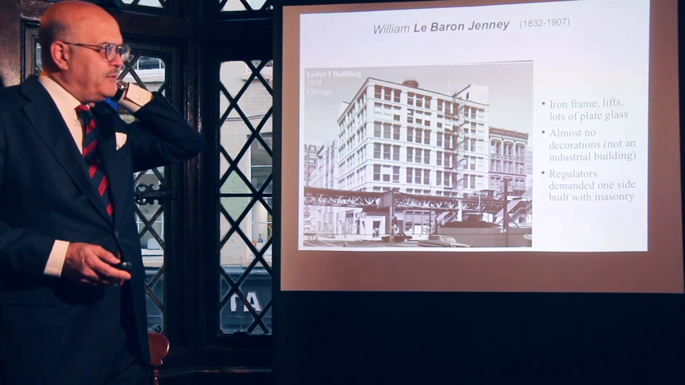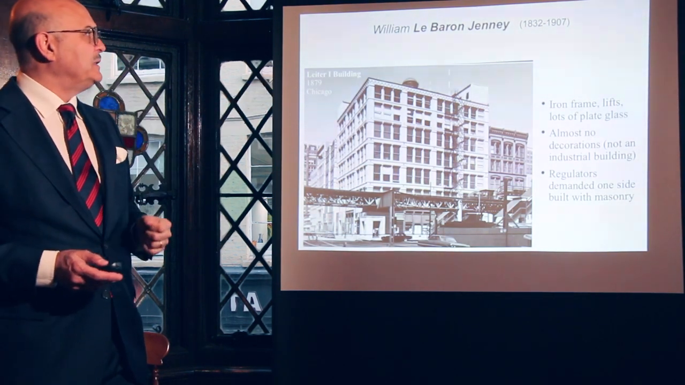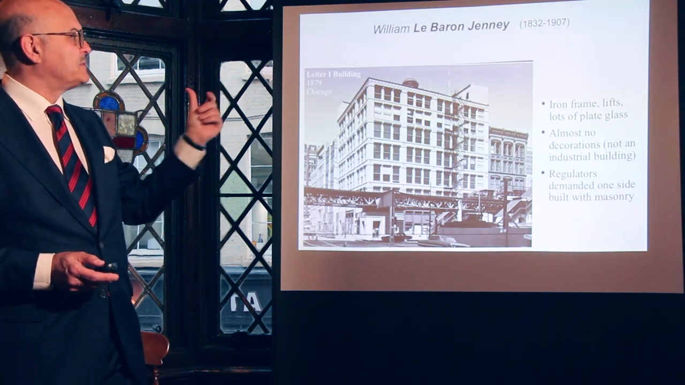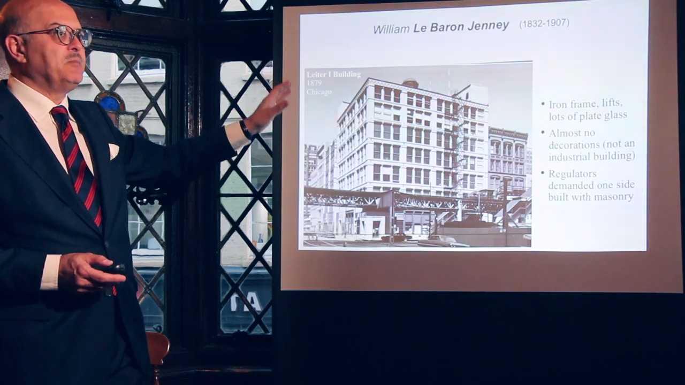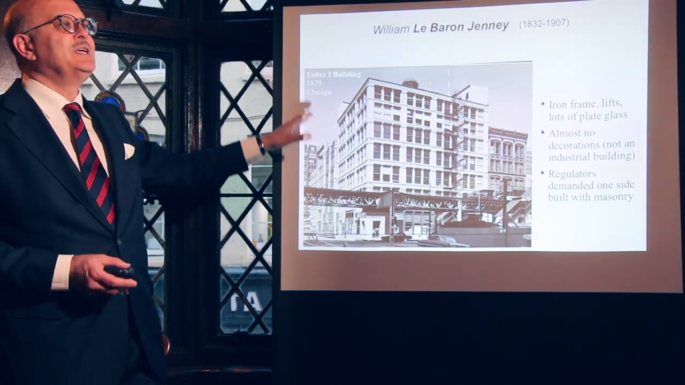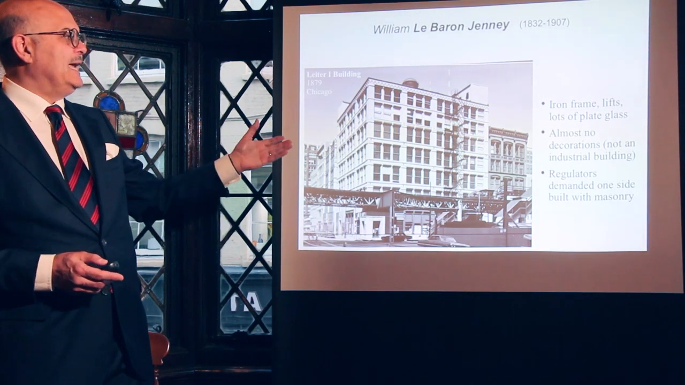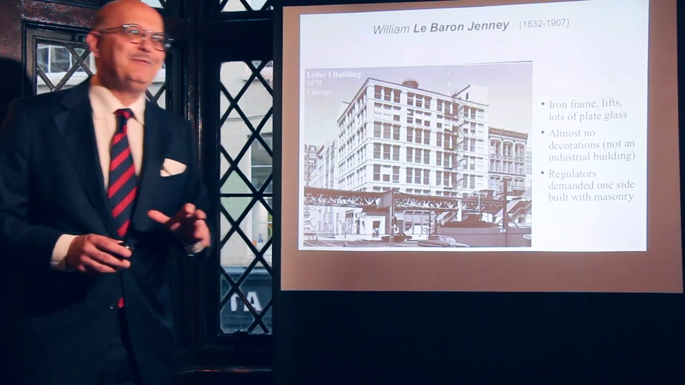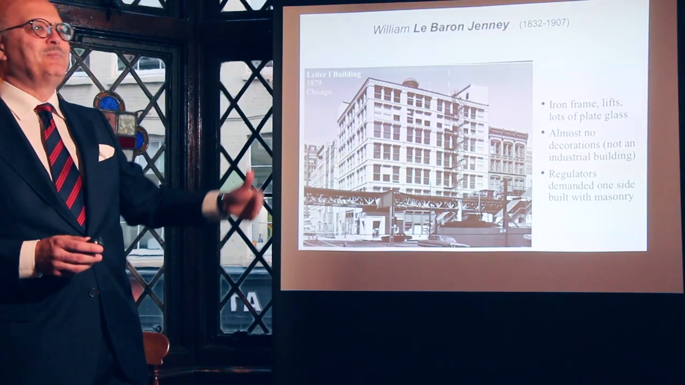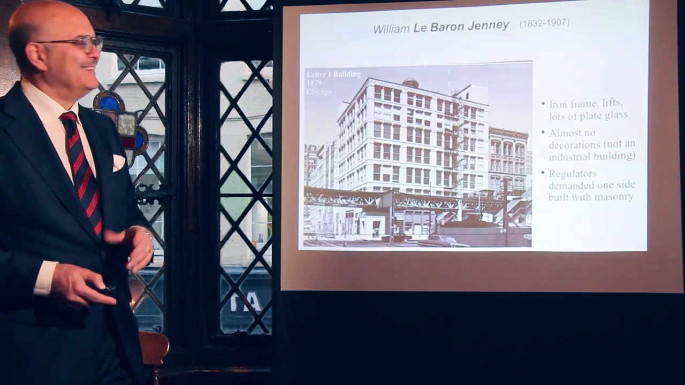Now, one of the earliest is the later buildings by Le Baron Jenney: iron frame, lifts, tons of glass, virtually no decoration. This is an 1879 building. The average warehouse in Victorian time had tons of decoration relative to this building. It's mostly iron frame, but the regulators were a bit nervous, and so they imposed that at least one wall should be built out of masonry to hold the rest of the building up.